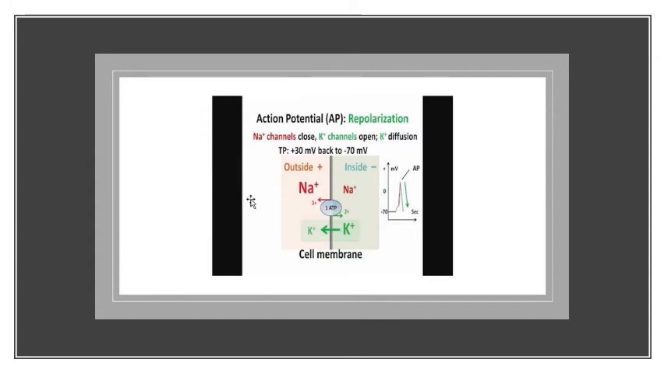Again, prior to this, we've got a positive atmosphere because of the sodium influx into the cell. Now the sodium channels have closed, and as a result, potassium channels have opened, allowing potassium to leave the inner atmosphere of the cell. This is done in an attempt to restore the polarity to -70 millivolts.